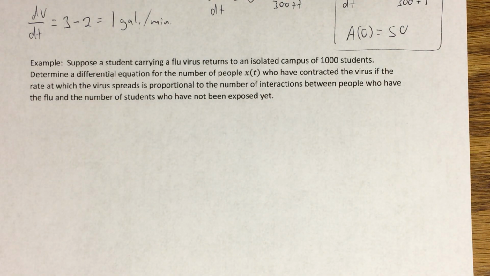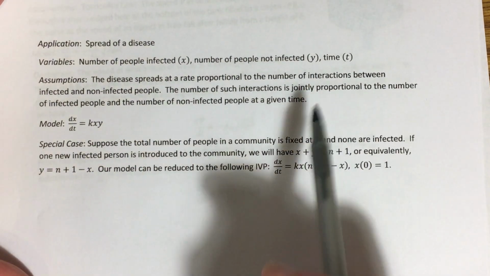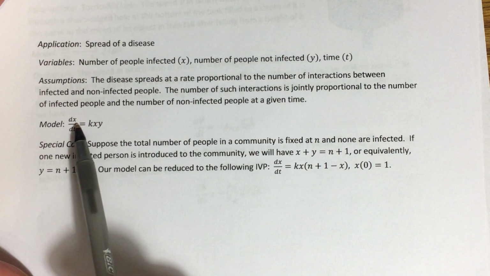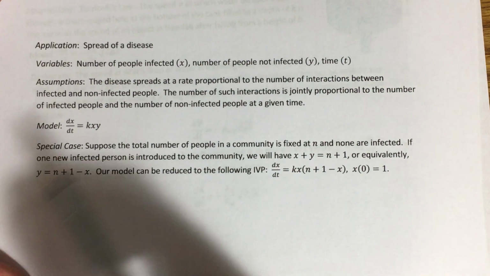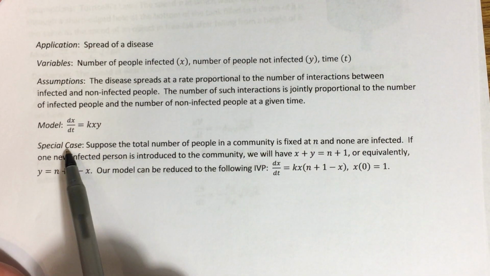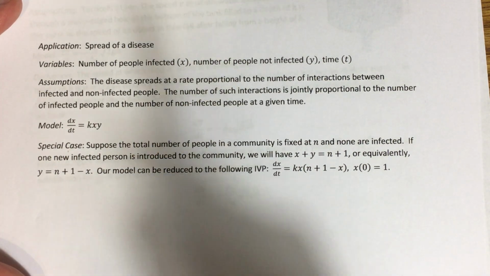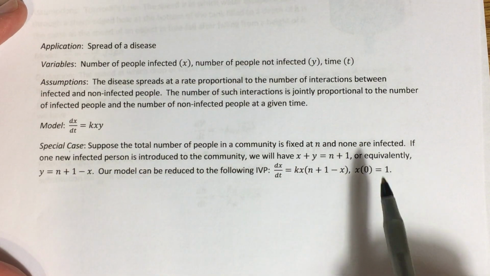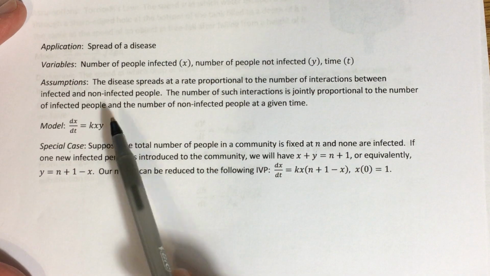And we talked about this exact application. Find it here. Right here. Okay, we came up with a model for this. And our model was dx/dt equals k, some unknown constant, xy. X being the number of people infected, Y being the number of people not yet infected. But then we looked at a special case where if we were dealing with a community, or in this case a campus, with a fixed number of people, N, then we end up with this special case of this.